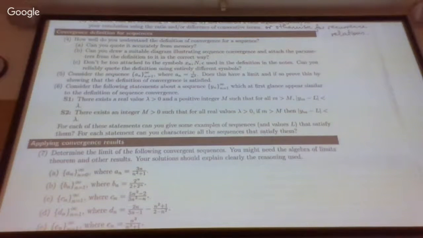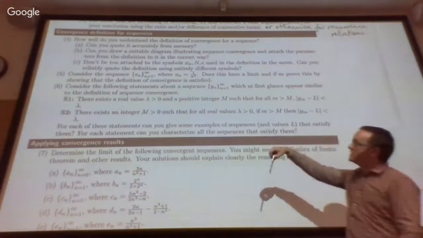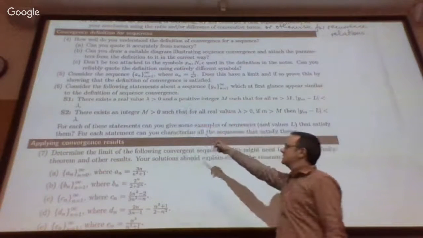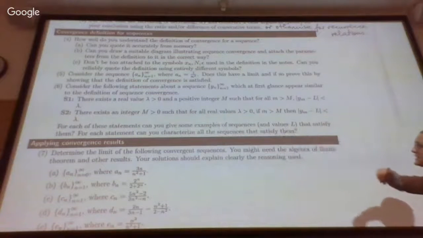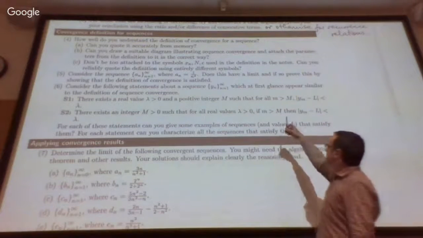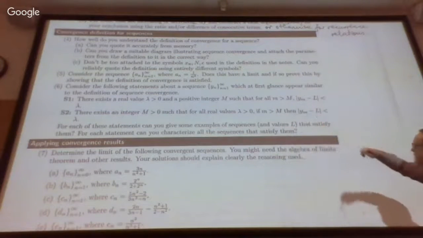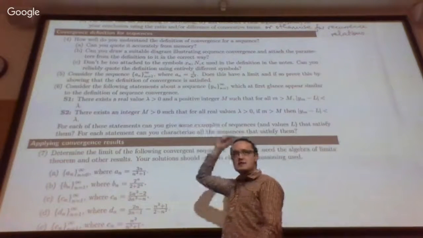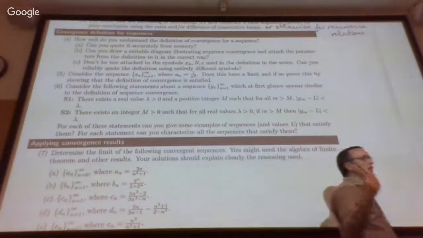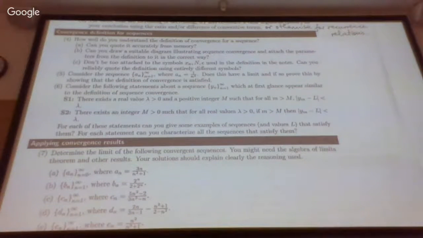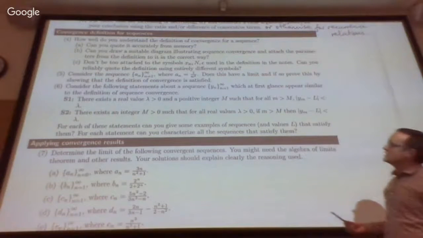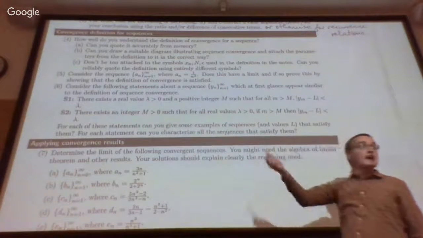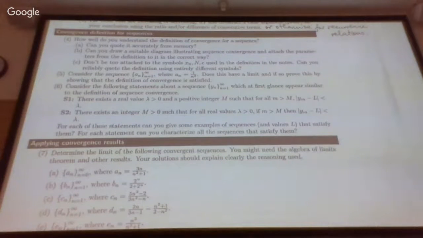The use of "any" and "exists" is also very sensitive to where they occur and the symbols they're attached to. In S1, we have a statement: there exists a real value lambda, I'm using lambda instead of epsilon, and a positive integer M, such that for all m greater than M, the absolute value of y_m minus this supposed limit is strictly less than lambda. That's an incorrect statement of the formal definition of convergence, because it says there exists a real value lambda, whereas the formal definition says for any real value lambda.